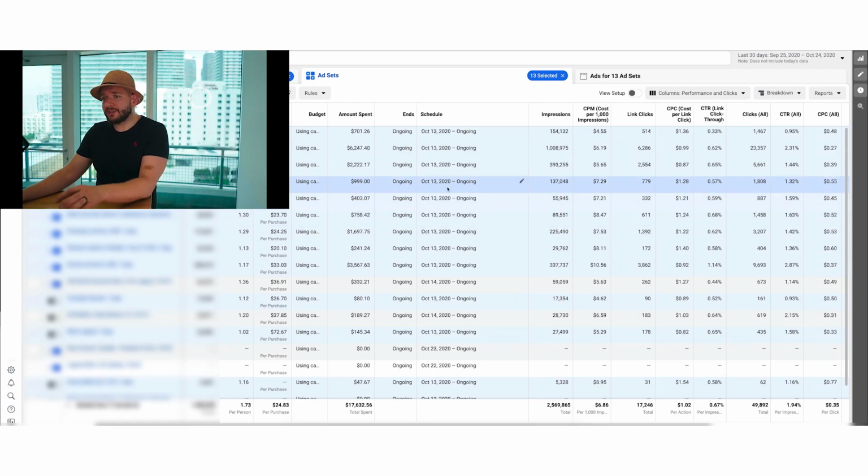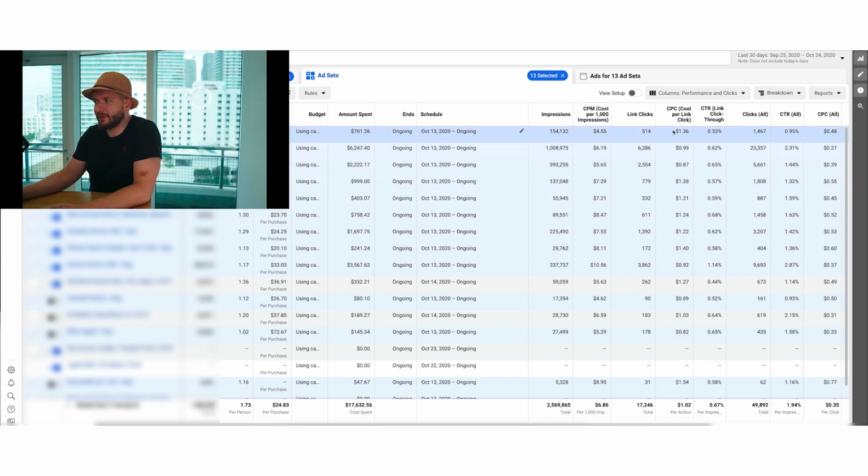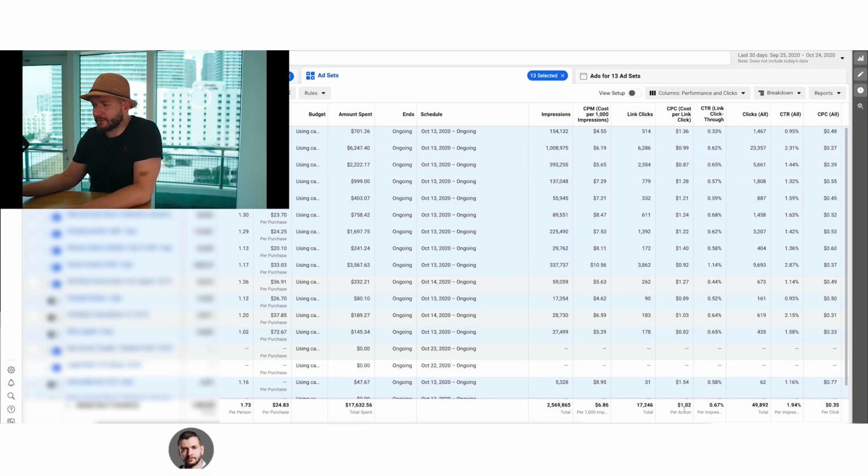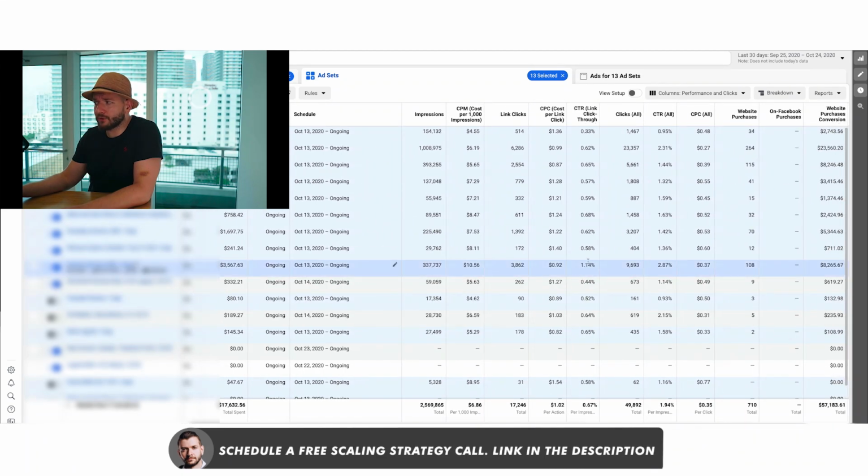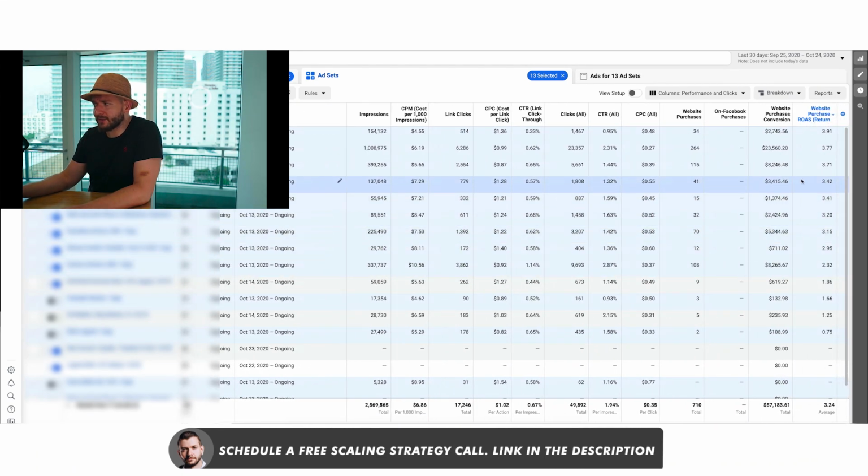Now, obviously, if you look from the perspective of cost per click, right? Some of these ad sets have very high cost per click. Some of these ad sets have lower cost per click, but on average, it just averages out to about $1. And on average, it is profitable, guys. And pretty much all of these ad sets are profitable.